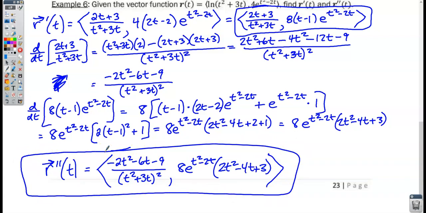All right, so pretty simple, straightforward. This was a bit of an ugly problem because we had some ugly functions as our components of our vector valued function, but we can overcome that. And basically, when we're trying to find the derivative and the second derivative of a vector valued function, take the derivative of the components. Boom, first derivative. Take the derivative of the components of that. Boom, second derivative. Pretty straightforward.